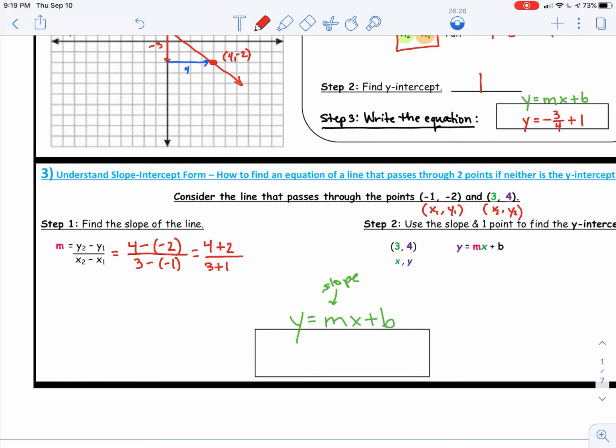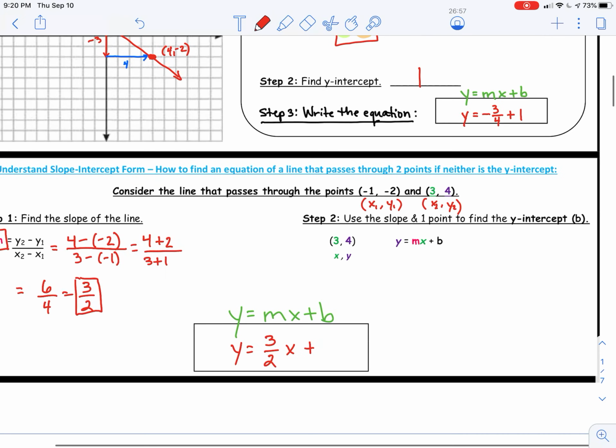We're going to end up with, I'm going to come down to the bottom here, so I don't want to write into the next step, 6 over 4. I can reduce that to 3/2. So here's my slope. So m, which is my slope, is 3/2. Okay, so I've already got part of this, so I'm going to go ahead and fill in what I know down here. I have 3/2 x. Now we have to figure out what b is, what the y-intercept is, because it's not given to us.